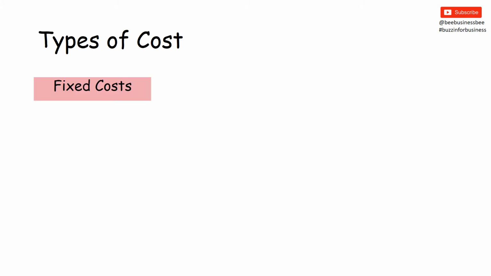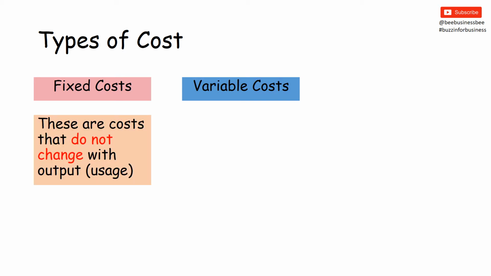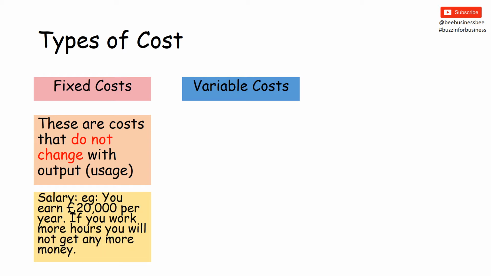So, we've now established there's two types of costs. There are fixed costs and there are variable costs. Fixed costs are the ones that don't change with output. When I say the word output, I mean usage. Here is my example. We mentioned it earlier, the salary. If you earn £20,000 per year, it doesn't matter whether you work more hours or less hours, you still get £20,000 per year. So effectively, if you're on a salary, the more you work, actually the less you earn per hour. It's a fixed amount of money.